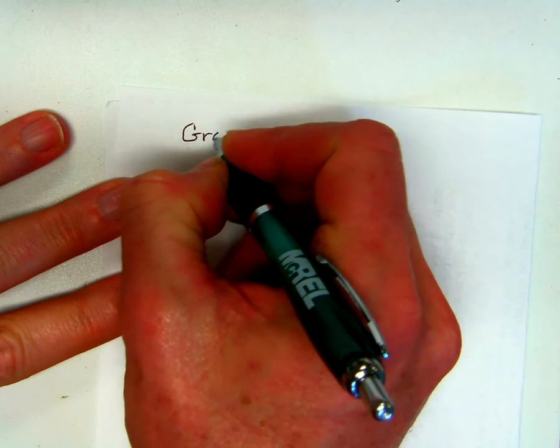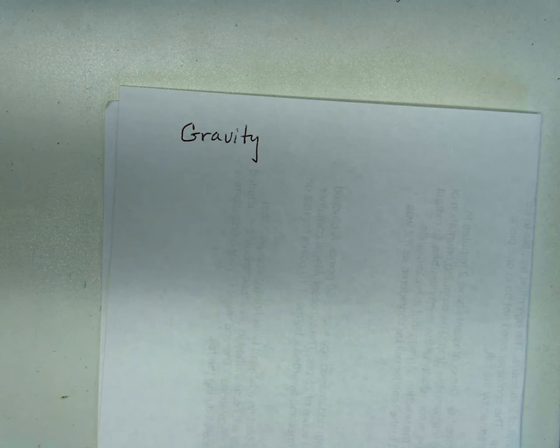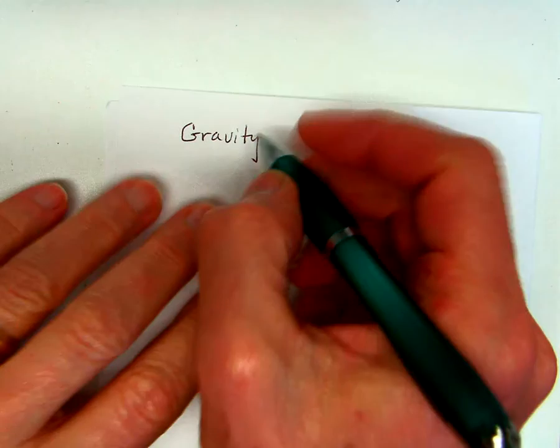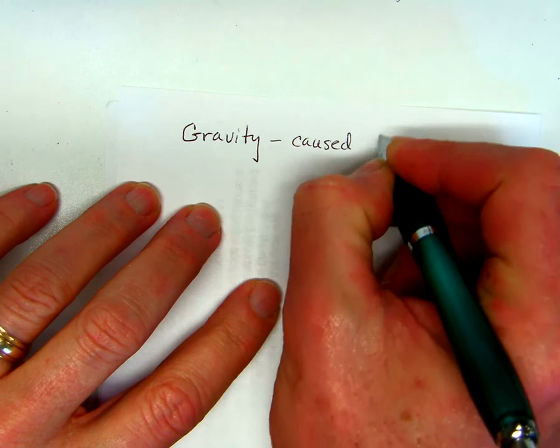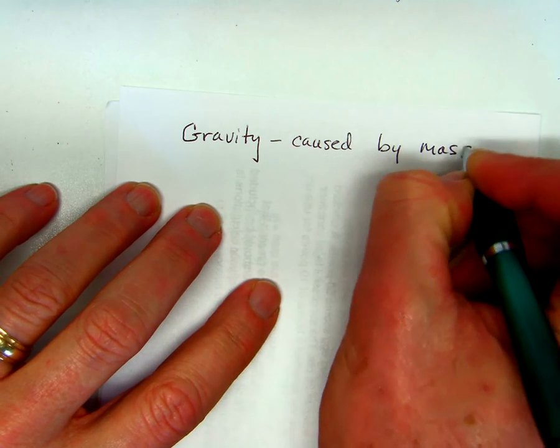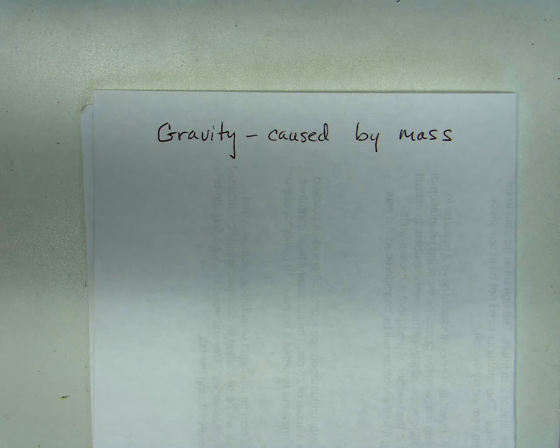All right, so let's talk about gravity. What causes gravity? It's mass. Gravity is caused by mass. And it certainly is. The more mass something has, the more gravity it has. So if we're talking about the gravitational force between two objects, what do you think might be in that equation?